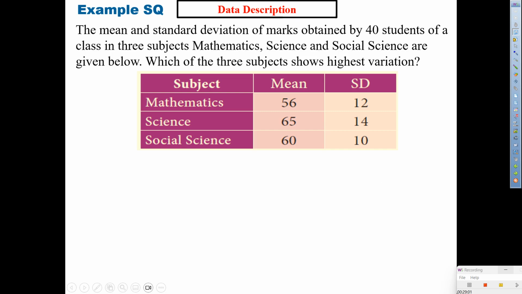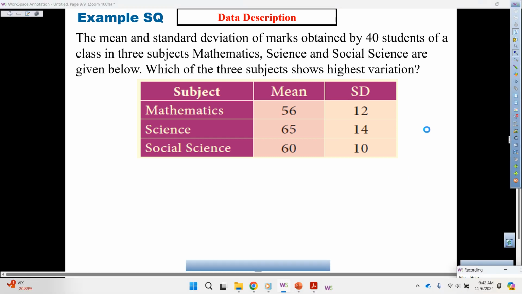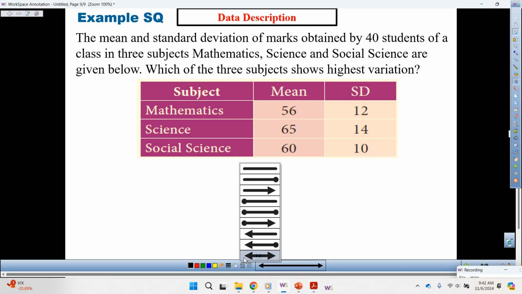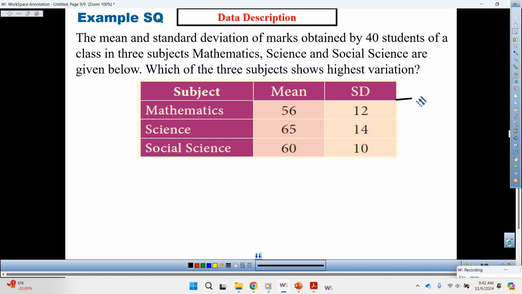It says subject matter: mathematics, science, social science. The mean for mathematics is 56. Science is 65. Social science is 60. Standard deviation for mathematics is 12, for science is 14, and for social science is 10. So, I want you to make an extra column and label that CVar.